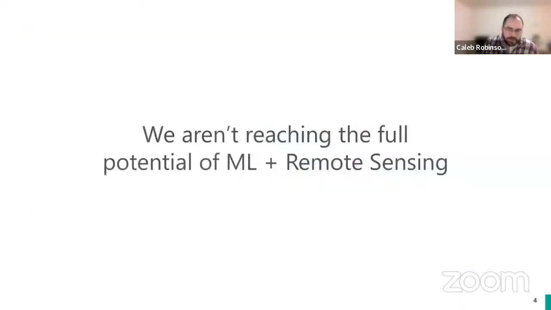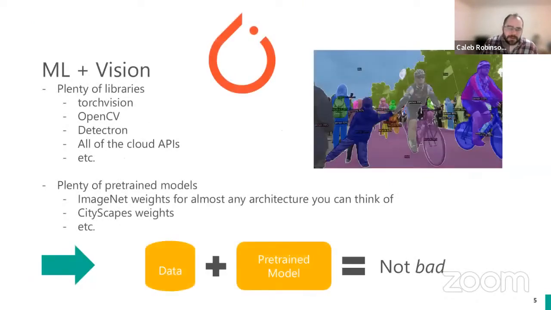Really the motivation behind TorchGeo is that we're not reaching the full potential of machine learning in remote sensing. What I mean by that is in other domains like machine learning and vision, machine learning and text, or even audio, there are a lot of infrastructure libraries like TorchVision, OpenCV, Detectron, and a variety of different APIs that you can call that go into cloud-hosted models and so on. In addition, you have a ton of pre-trained models. You can get ImageNet pre-trained weights for almost any type of deep learning architecture out there. You can get weights for other types of tasks, like semantic segmentation, pre-trained on Cityscapes, and so on.